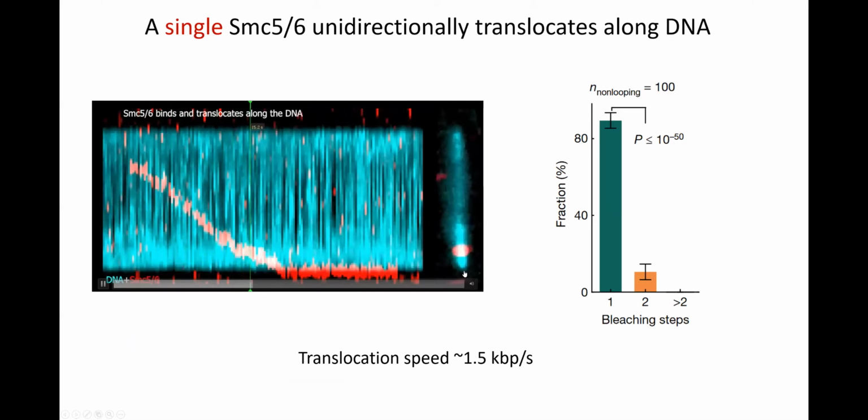And this process is again ATP dependent. And once this single protein has landed on the ends of the DNA, it just stably remains bound at these ends until it bleaches out in a single step. And the speed of this translocation is about similar to the loop extrusion speed that we observed.